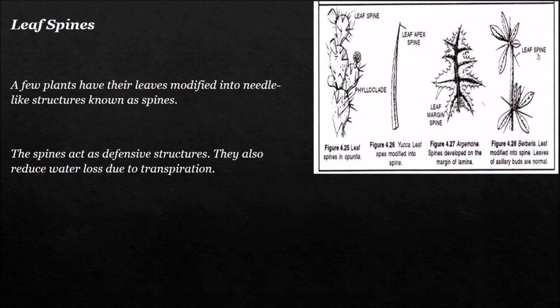So why do the leaves get modified into spines? They act as defensive structures. Not only defensive structures, but they also reduce the water loss which happens due to transpiration. For example, in Opuntia, the leaves are modified into spines. The best example here for leaf spines is Opuntia, where the leaves are modified into spines.